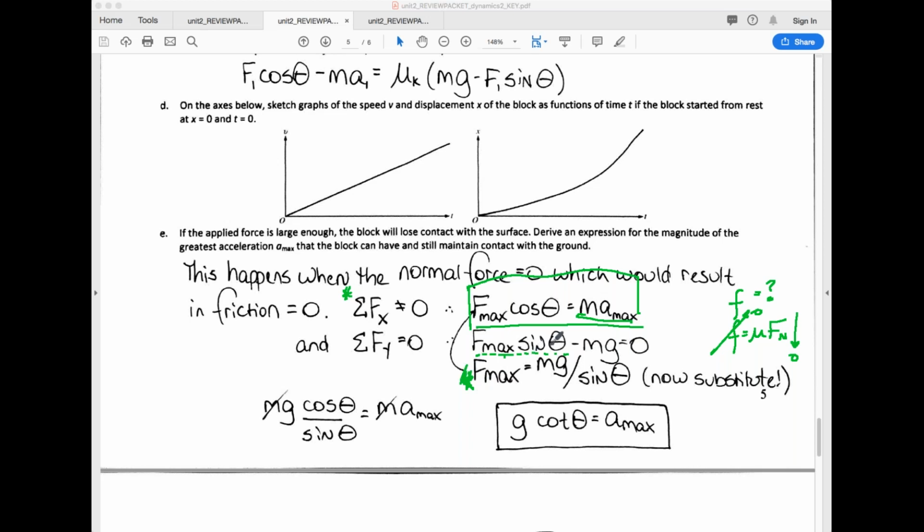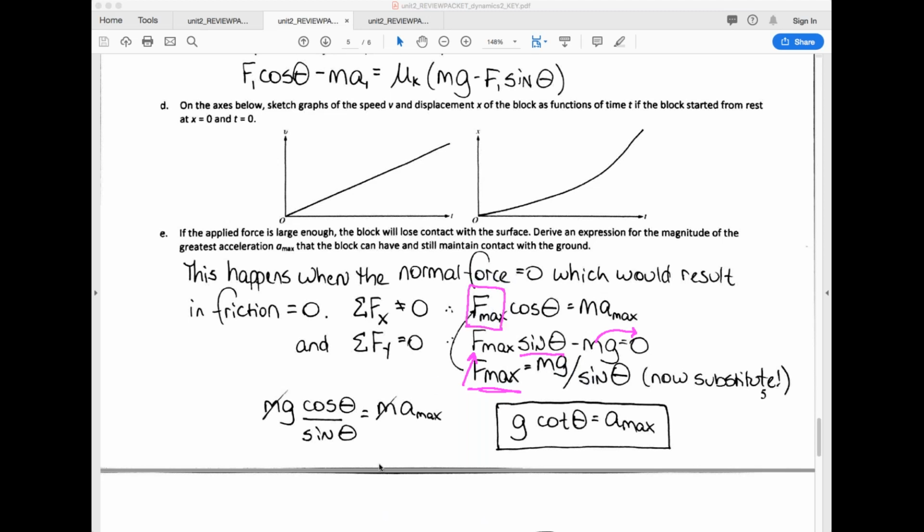Sorry, I've gotten a little ahead of myself. In this third line right here, we're finishing what we did here. We've added mg to both sides and then divided by sine theta. So F max is equal to mg over sine theta, and then we're putting that into the x equation. So we're taking mg over sine theta and plugging it in right here.